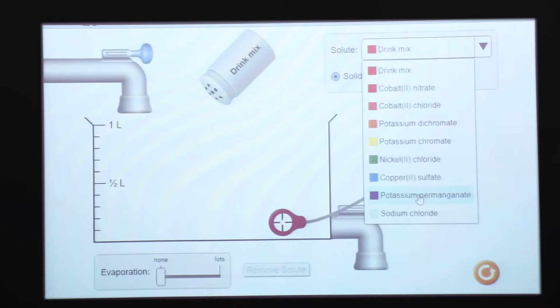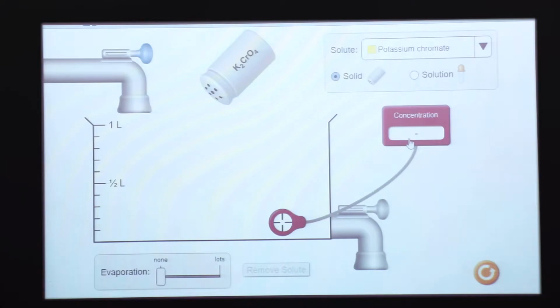Let us choose, for instance, potassium dichromate. This is going to be our solute. It can be either in solution form or in solid state.